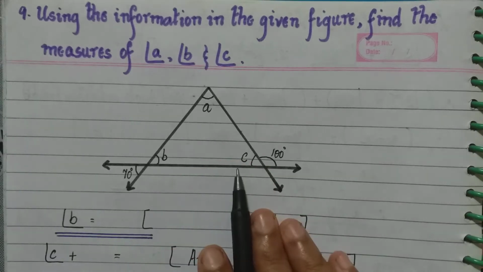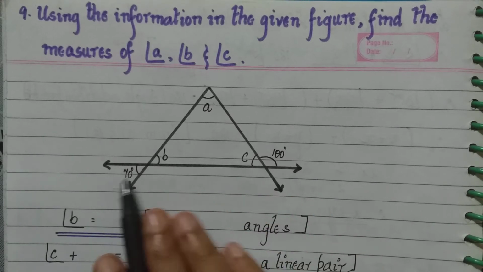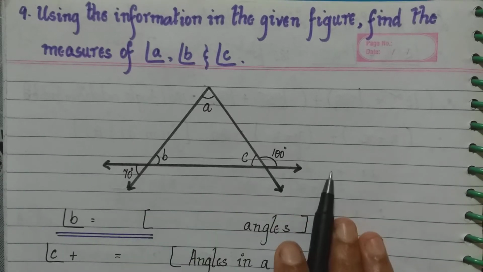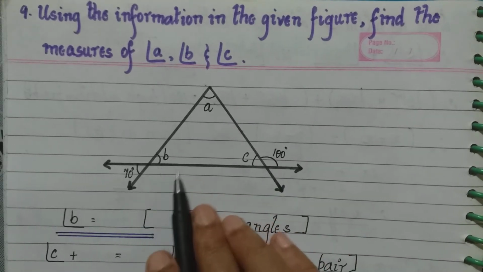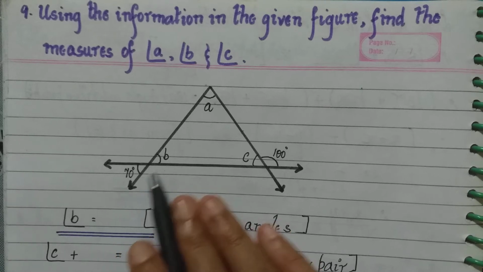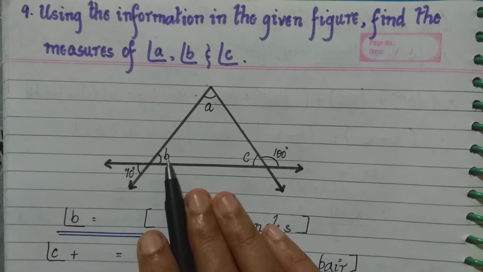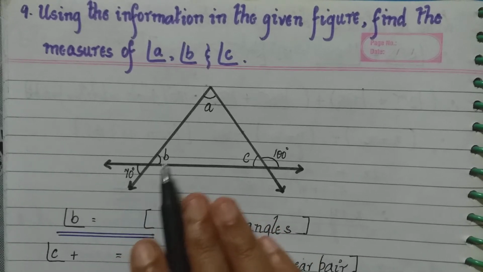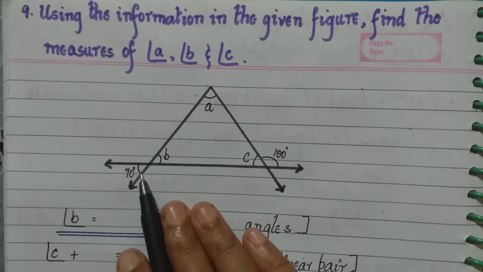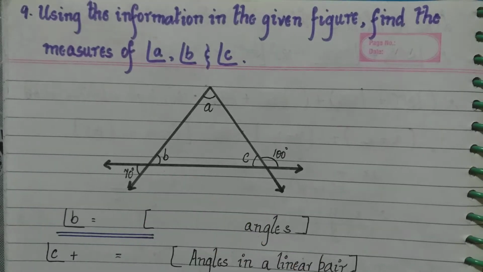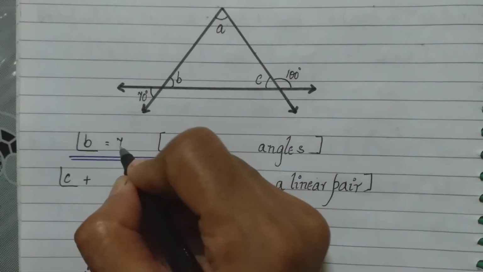You can see A, B and C are the interior angles of this triangle. Two measures of angles are given to us. Using this, we can find the measures of the remaining angles. Now, easiest for us to find is the measure of angle B because it is exactly opposite to 70 degrees, and if they are exactly opposite to each other, vertically opposite to each other, vertically opposite angles are equal. So, angle B also will be 70 degrees. So, we write angle B equal to 70 degrees.